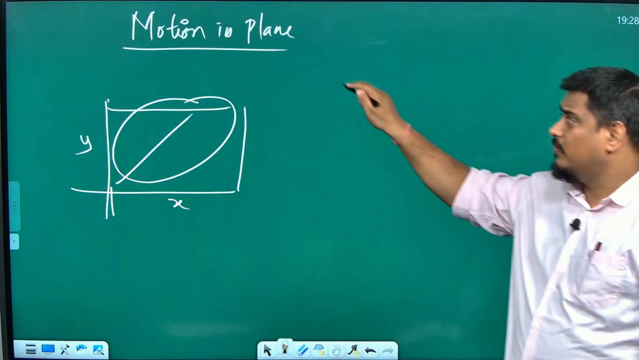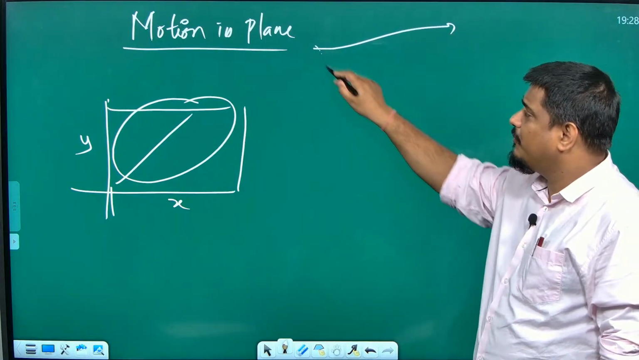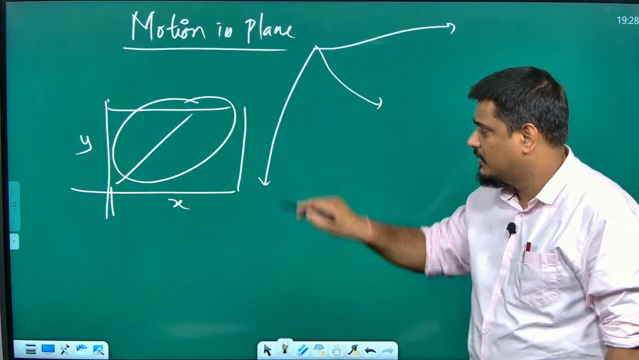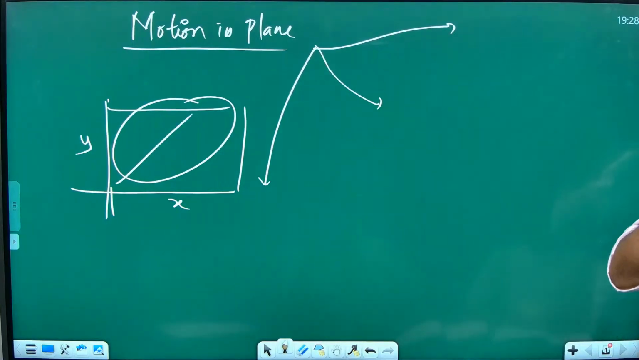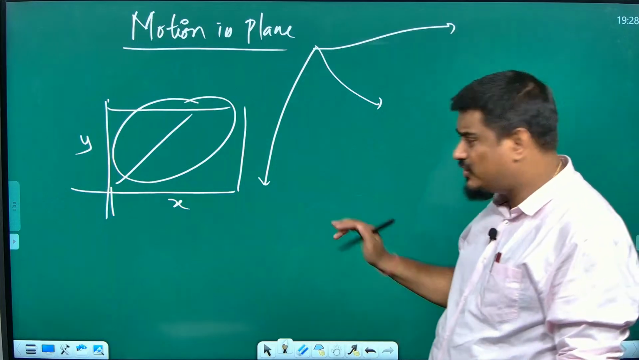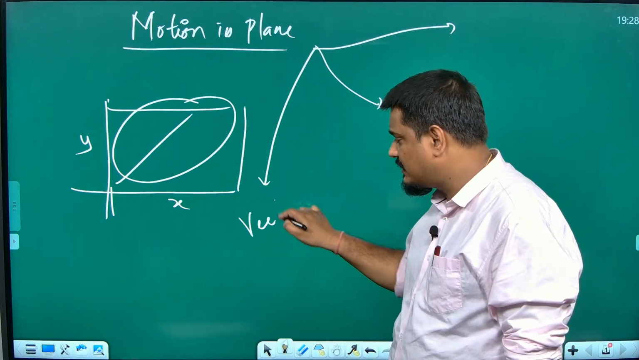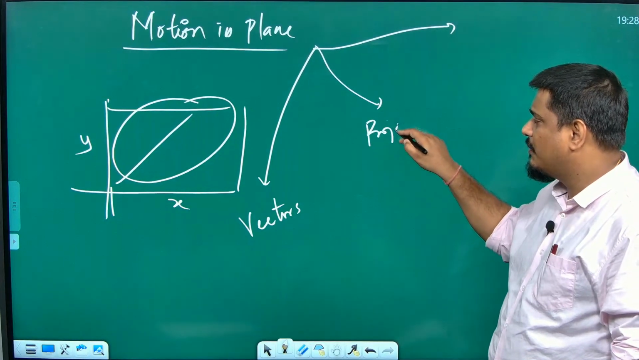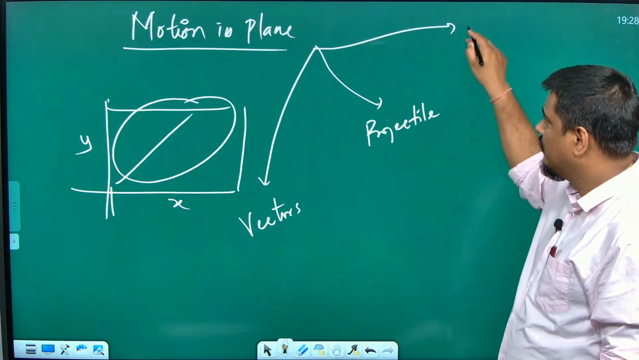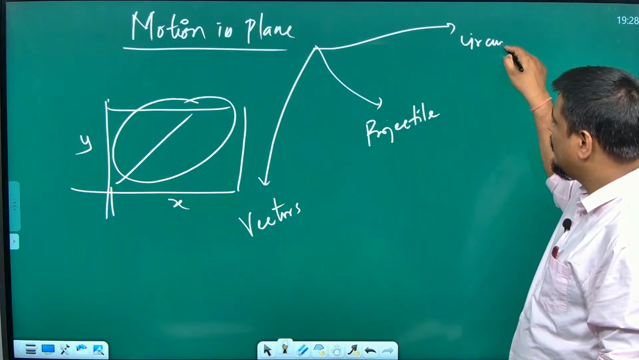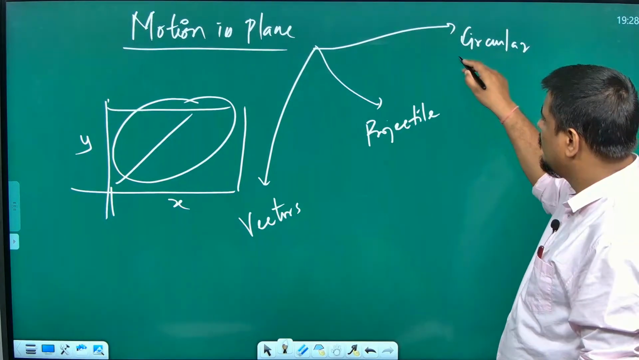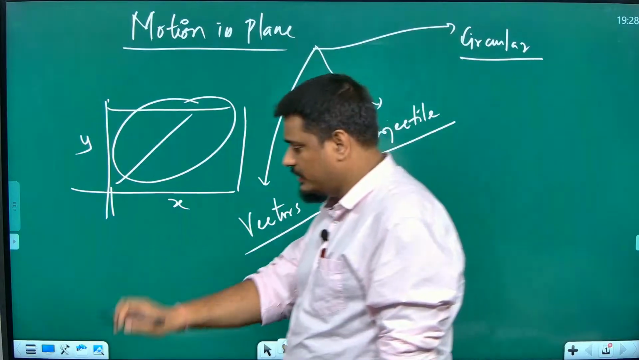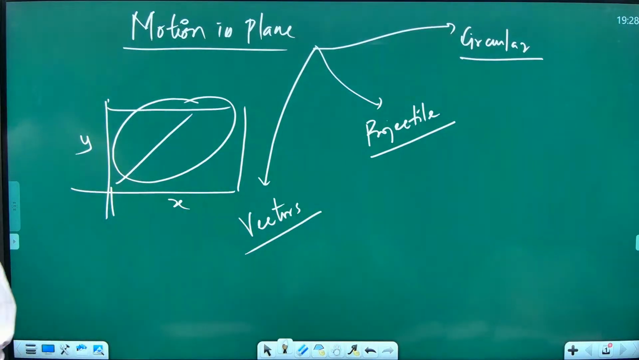I said motion in plane can be divided into 3 parts. This chapter will have 3 important topics. First topic is about vectors, second is about projectile and third is about circular motion. So, in this whole chapter we are going to learn these 3 things only: vectors, projectiles and circular motion.